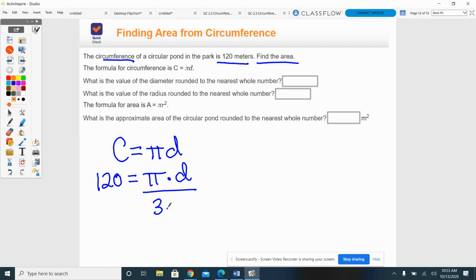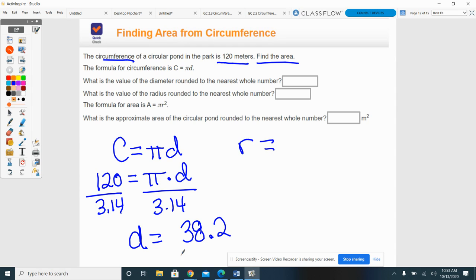I can divide by 3.14 or pi to figure out what the diameter would be. And 120 divided by 3.14 is a diameter of about, we'll say 38.2, because it gave me a lot of decimals. So now I need to find what the radius is. The radius is the diameter divided by 2. So I have that number in my calculator. If I divide it by 2, I get the radius is about 19.1.